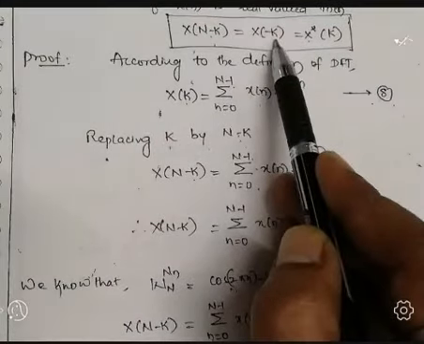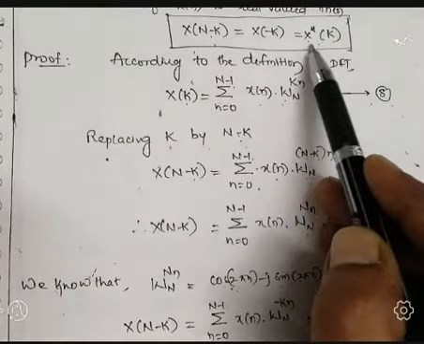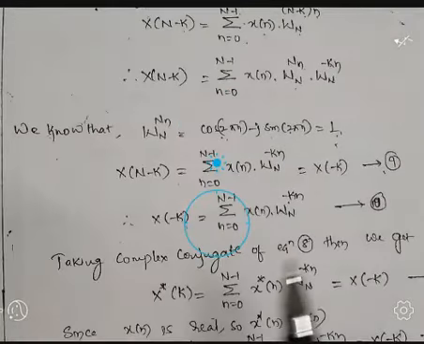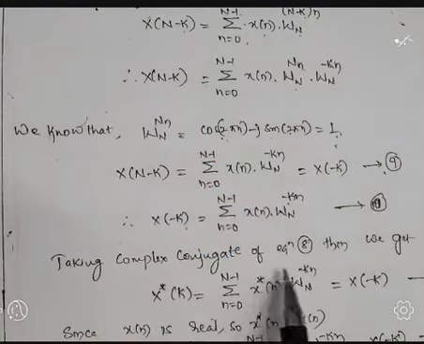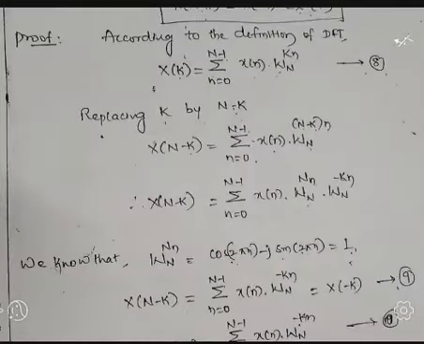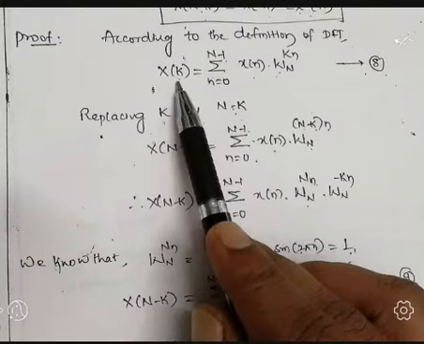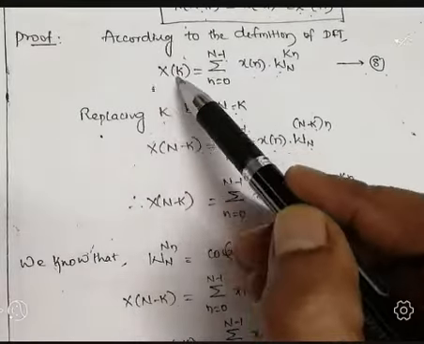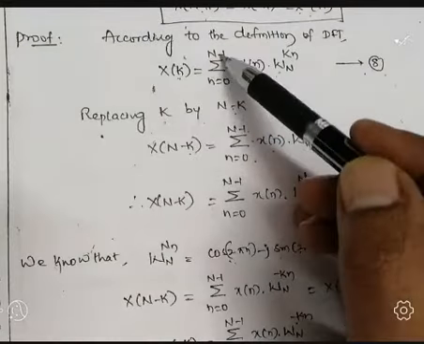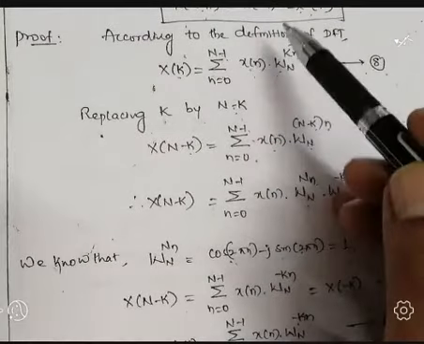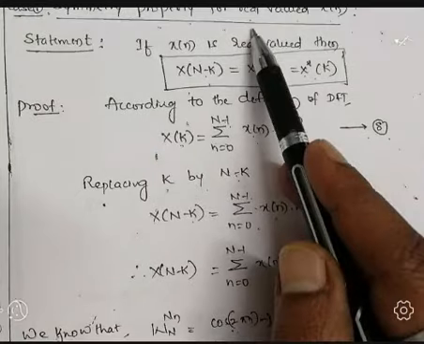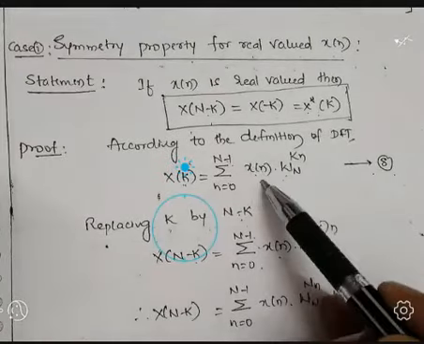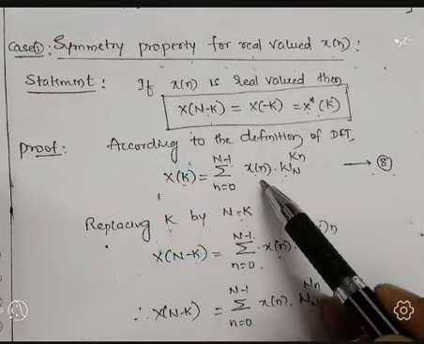But what about complex conjugate of X of k? That one we are proving. Simple thing. Taking complex conjugate of equation 8. Equation 8 is what? Definition of DFT. If you take the complex conjugate of this one, complex conjugate of X of k equal to summation n equal to 0 to N minus 1. Of course, this is real valued, mentioned in the statement itself. Then complex conjugate of x of n. To take the complex conjugate of a real sequence, we are getting the same thing.